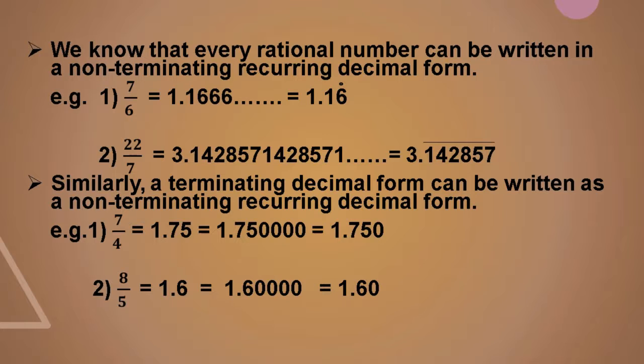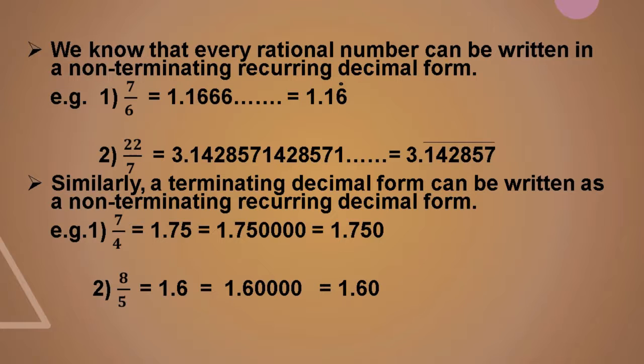So here, instead of a dot, we have written the bar, because when a single number repeats again, we can show it with a dot. This number is bigger, so we cannot give many dots on it. So instead of that, we are giving the bar on it.